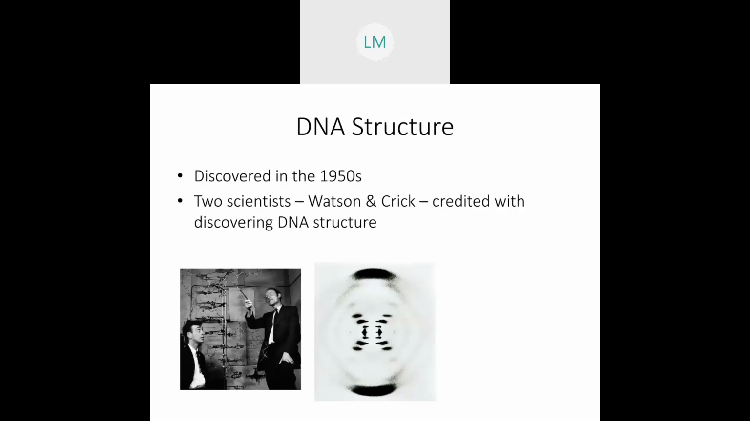Okay, so let's talk a little bit about the structure of DNA before we talk about the replication of DNA. The double helix structure of DNA was discovered back in the 1950s. Two scientists are credited with discovering this structure, Watson and Crick. They won the Nobel Prize in, I think, 1962 or 63, for their discovery of DNA structure. They pretty much discovered this structure based on this photo here. This is an X-ray photo of a DNA molecule. They took all of the information they knew about the structure of the components of DNA, along with this X-ray photo, and determined that it was a double helix.